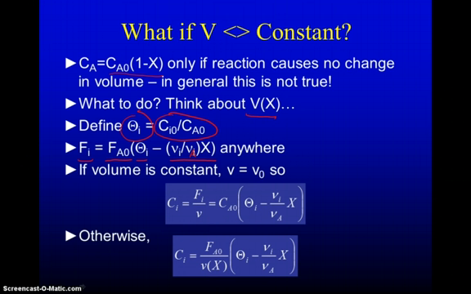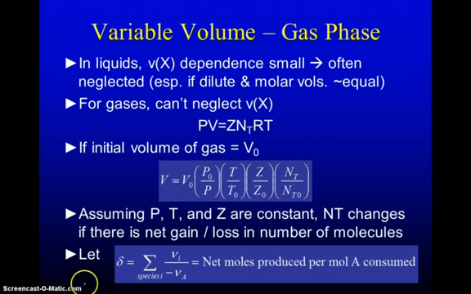And if the volume is constant, the volumetric flow rate equals the initial volumetric flow rate. So the concentration of a species is given by the molar flow rate over the volumetric flow rate, which is C_A0 times theta_i minus the ratio of stoichiometric coefficients times the conversion. However, if that's not true, we need to consider how the volumetric flow rate depends on the conversion. So in that case, in liquids, we don't really have to worry about this very much, and we generally ignore this. But in gases, we can't neglect the dependence of volumetric flow rate on conversion, necessarily.